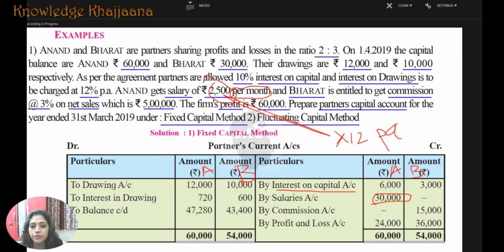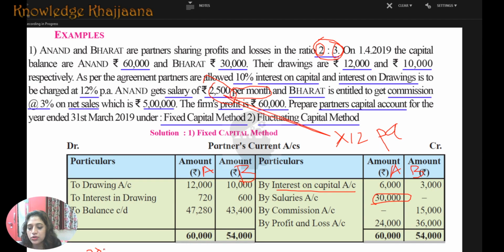Next, profit is also distributed. The firm's profit is rupees 60,000. It is distributed to the two of them in the ratio of 2:3. So how should it be done? How much is the profit? 60,000, right? It is distributed to them in 2:3 ratio. So what is the total proportion? 5. Why 5? 2 plus 3 is equal to 5. Means there are total 5 shares. Out of those 5, Anand's share is 2 and Bharat's share is 3.